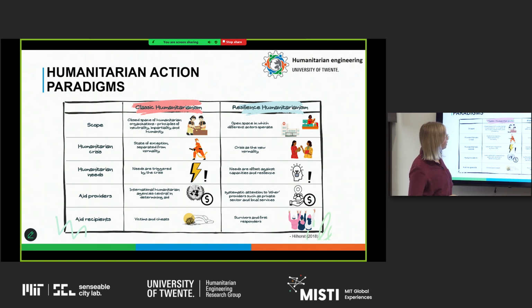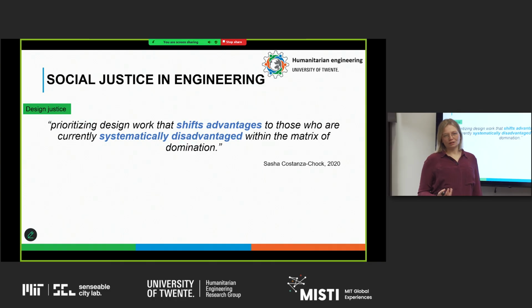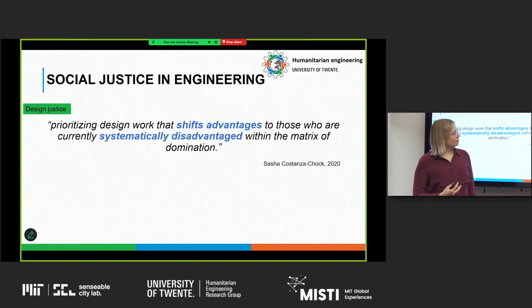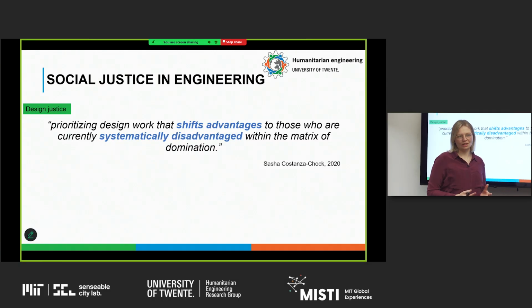Then I wanted to still give a quick introduction into social justice within humanitarian engineering, because we will also play the game later on, which is about social justice. What is it about? Here is a definition of design justice that we work with from Costanza-Chock. She basically says that it's about prioritizing design work that shifts advantages to those who are currently systematically disadvantaged. A lot of times we see that marginalized communities, what Alberto talked about, or underserved communities that lack fundamental resources or don't have access to certain resources, are disadvantaged, and we want to shift the advantages more to them. So we design something with and for them.